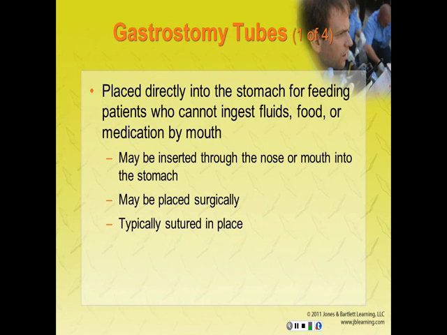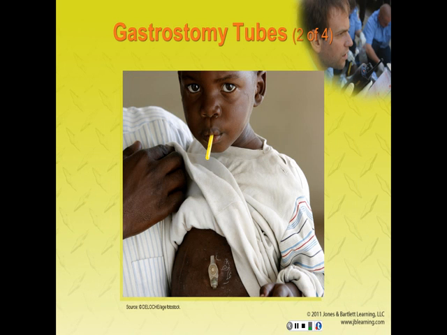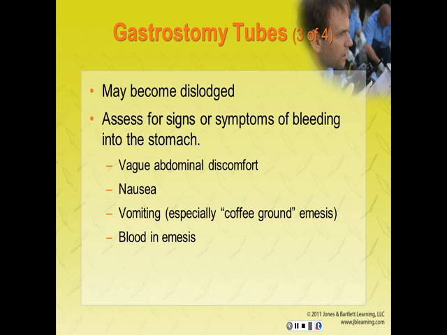Gastrostomy tubes, or G-tubes, can also be referred to as gastric tubes, more commonly G-tubes. They're placed directly into the stomach for feeding patients who cannot ingest fluids, food, or medication by mouth, and they may be inserted through the nose or mouth into the stomach using an NG or an orogastric tube. They may be placed surgically, and they're typically sutured in place. Here's an example of a patient, as you can see on his abdomen, who has a G-tube.